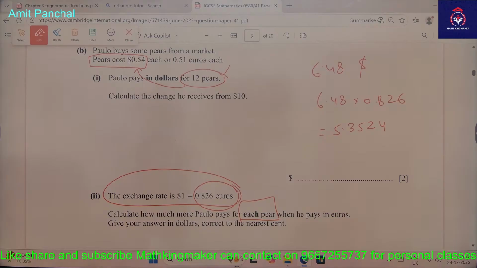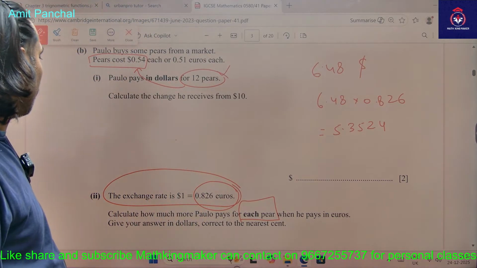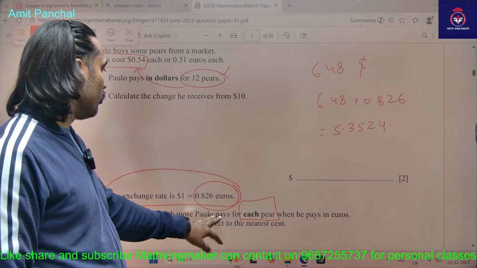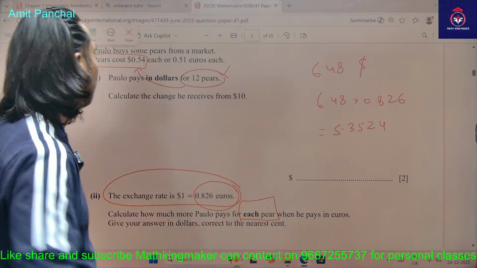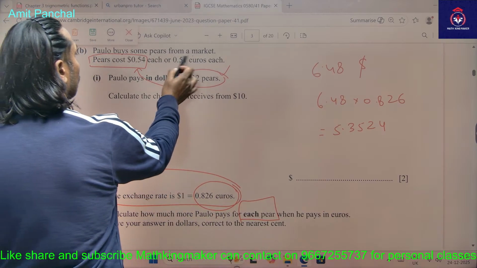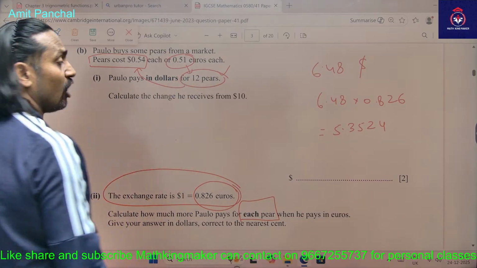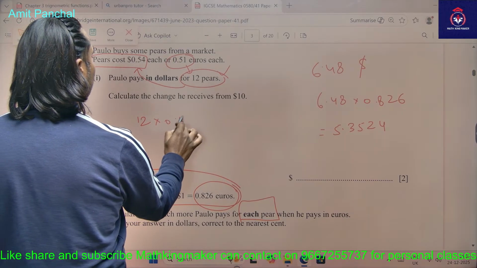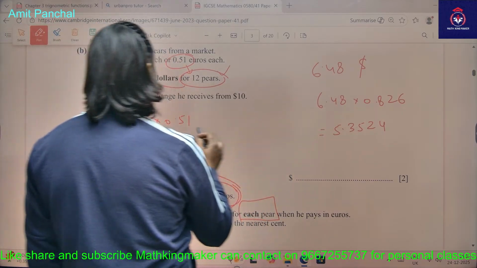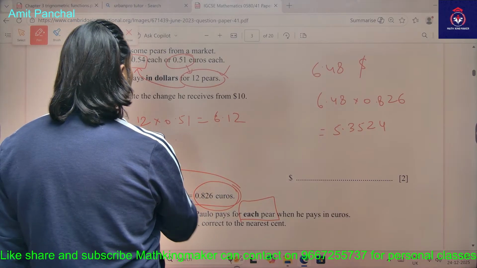If he were to buy it directly in euros instead of buying in dollars. Calculate how much more Paolo pays for each pair when he pays in euros. So if he is paying in euros, then how much money should he pay? 12 times 0.51 is 6.12. Okay. Wait, but we don't need to do that.